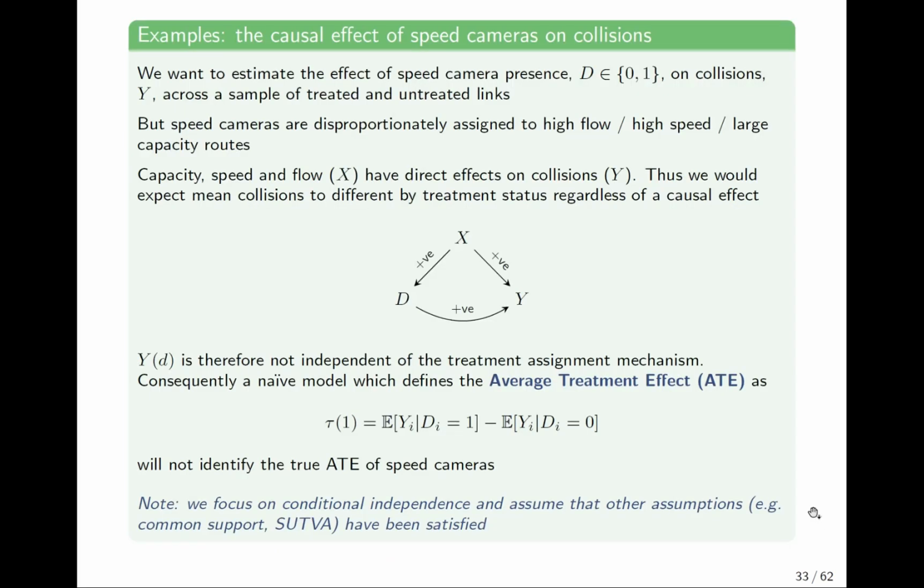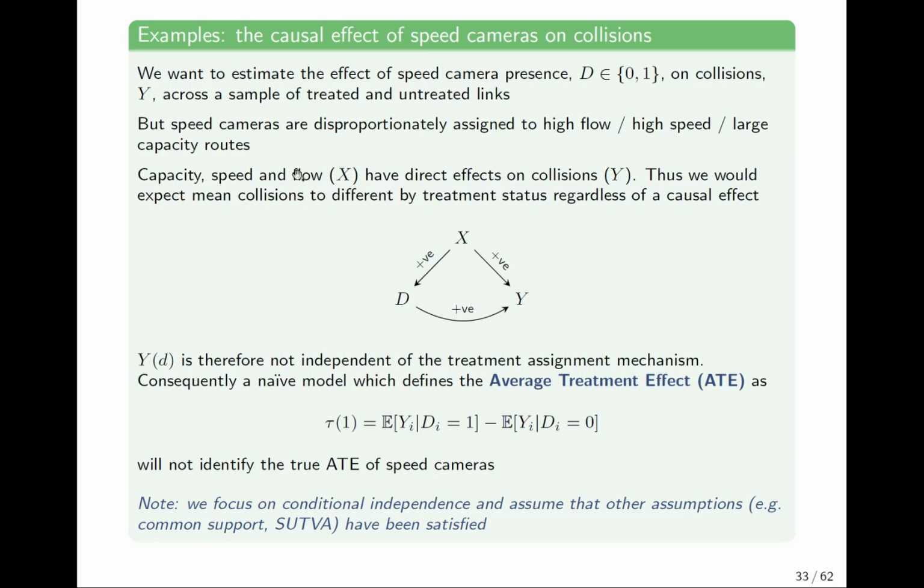So let's have a look at a concrete example that I hope will make this clear. In this example, we want to estimate the effect that speed cameras have on road traffic collisions across a sample of treated and untreated links. A treated link being one that has a speed camera, and an untreated link being one that does not. But in reality, speed cameras are assigned disproportionately to high flow, high speed and large capacity routes. And that means the assignment is certainly not random. It's systematically determined by a set of covariates that we're going to call X: capacity, speed and flow.